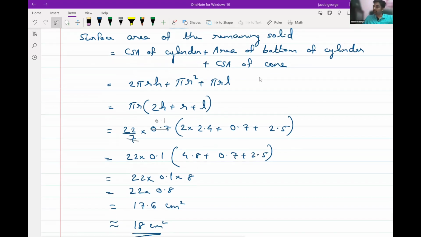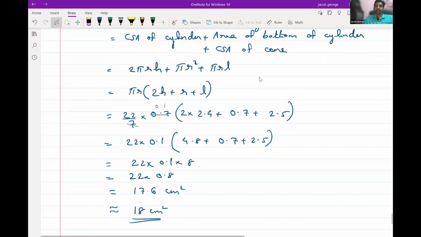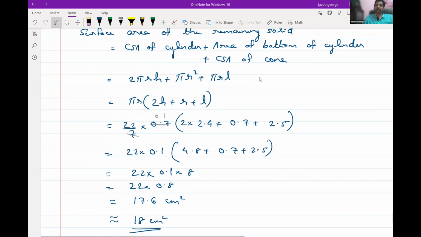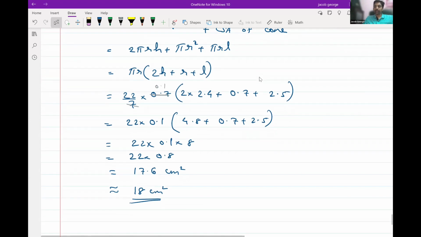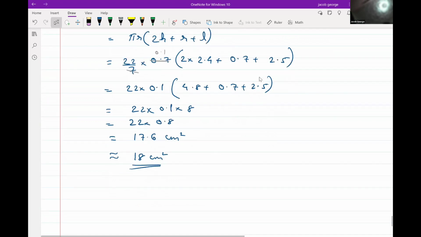Like this, area of bottom is also required. So we take the CSA of cylinder plus area of bottom of the cylinder, and CSA of cone also. Next, one more question is there in this exercise 13.1. 13.1 is so easy an exercise for all of you, I hope. Next, one more question of 13.1. Please write.